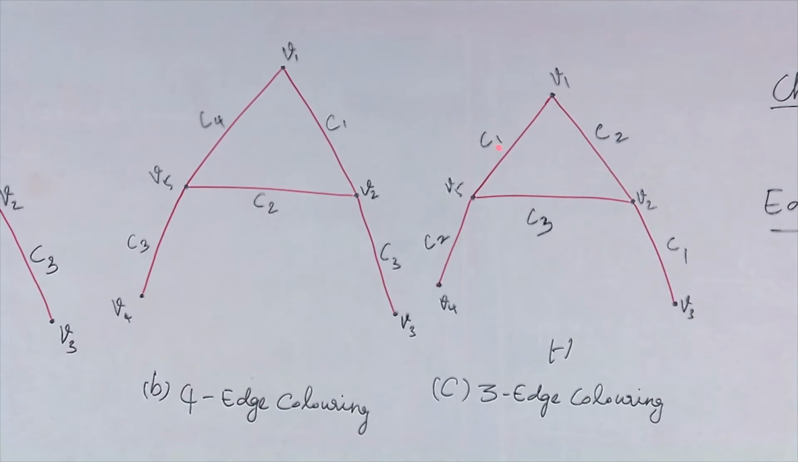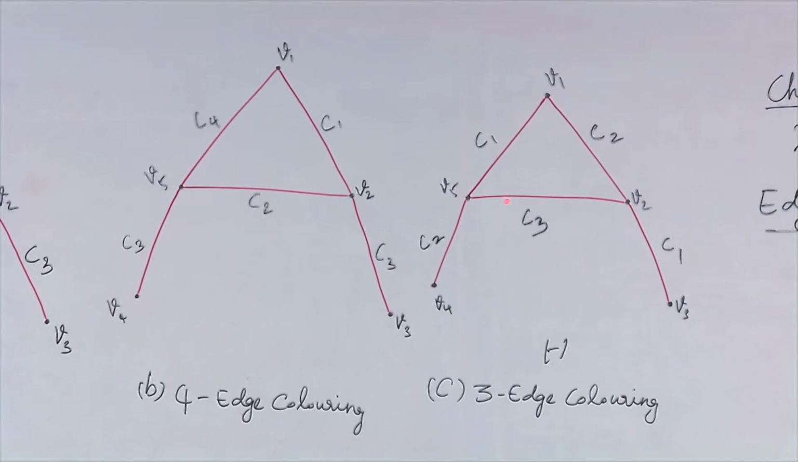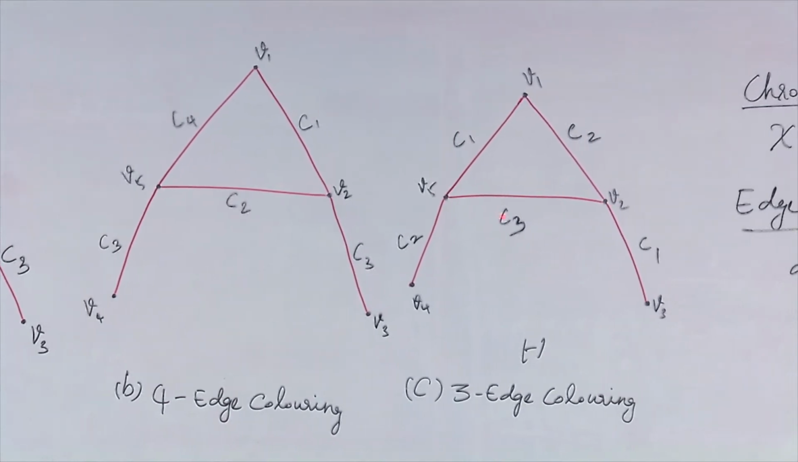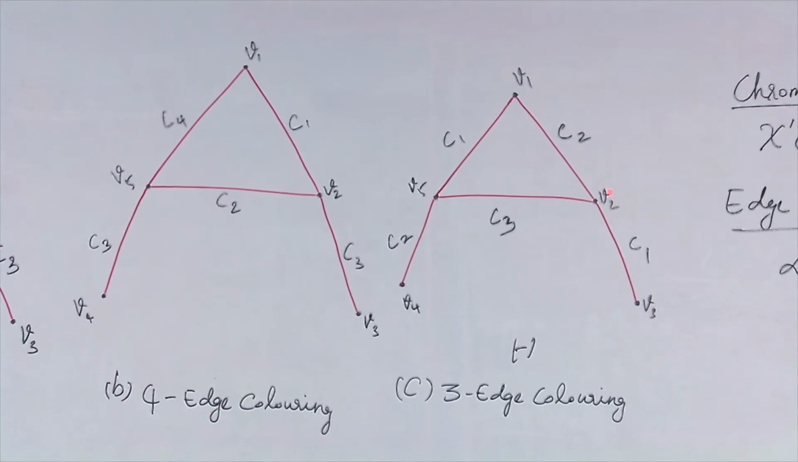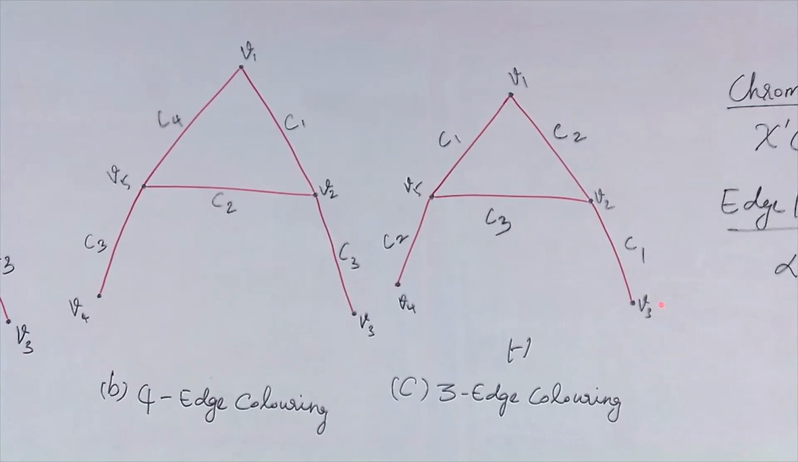And since these two edges, V5V4 and V5V4 one edge, are adjacent to each other, I cannot give the same color C1 to this edge also, but I can give the color C2 to this edge, because these two edges are non-adjacent. Similarly, I can give a different color C3 to this edge.